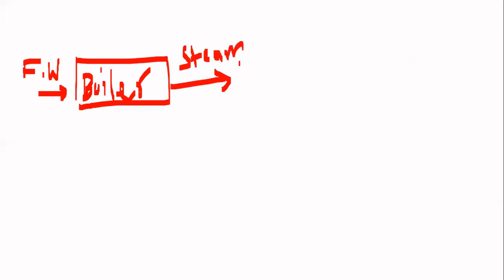Say that we have one power plant working on the Rankine cycle. One of the components of the power plant will be a boiler. Here we have a boiler. In the boiler, we are giving the feed water. Once the water comes out, it will be in the form of steam, and the steam will be passed over. Tell me the next component of the Rankine cycle. Turbine. Yes, it will be passed over the turbine.